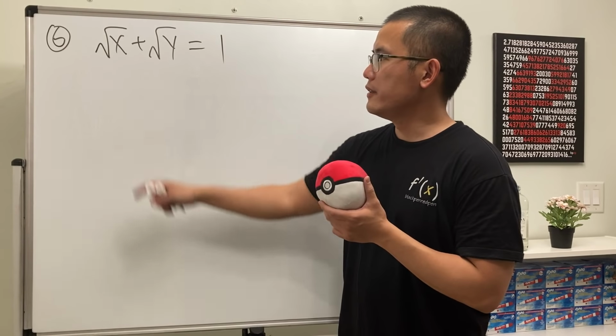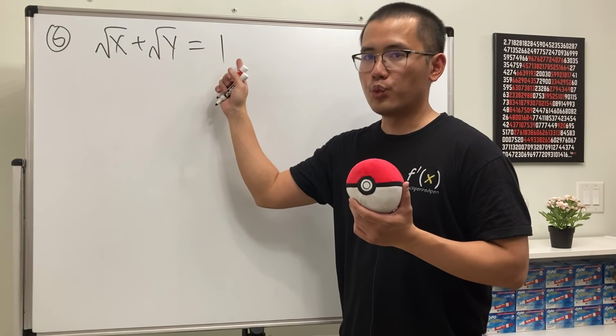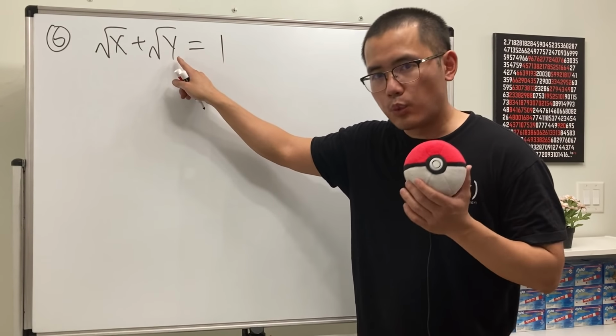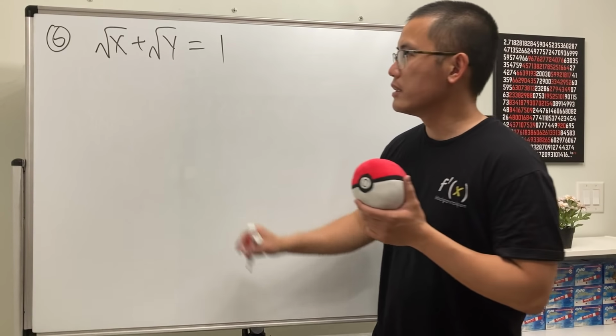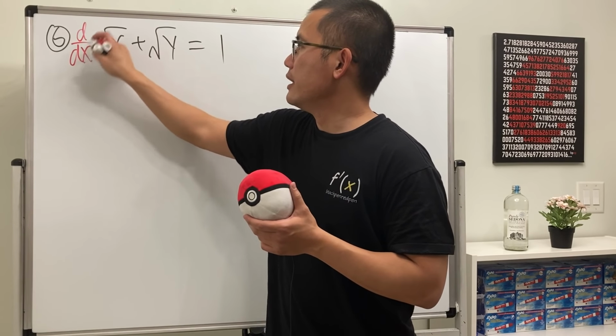Okay, for number 6, we'll be differentiating square root of x plus square root of y is equal to 1. And because the y is inside of the square root, because the y is not isolated, we are going to use implicit differentiation. Meaning that we look at this and then just put down d dx and then get to work.